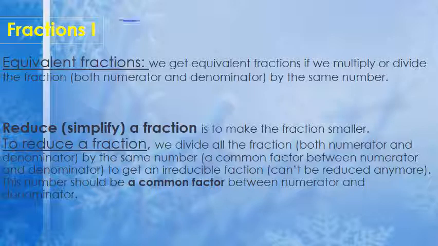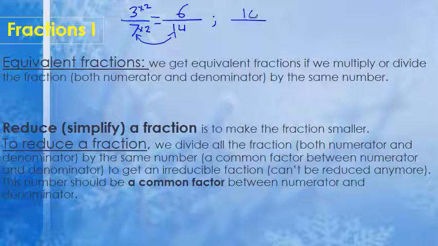For example, if we have the fraction 3/7, how can we get an equivalent fraction to it? We can multiply the numerator by 2 and the denominator by 2. We get 6/14. These two fractions are called equivalent fractions.